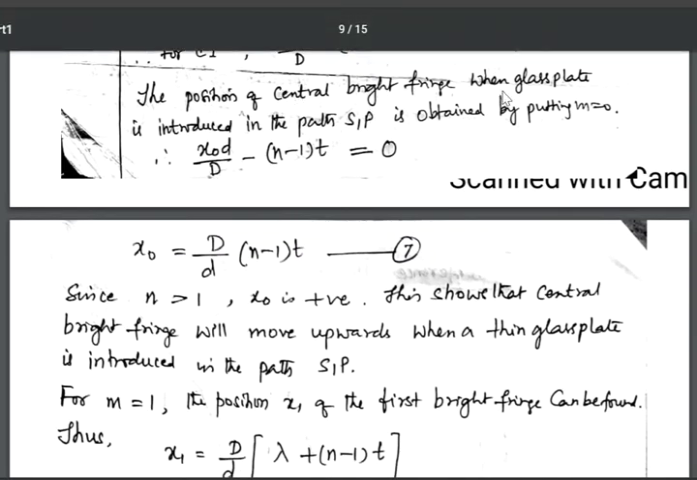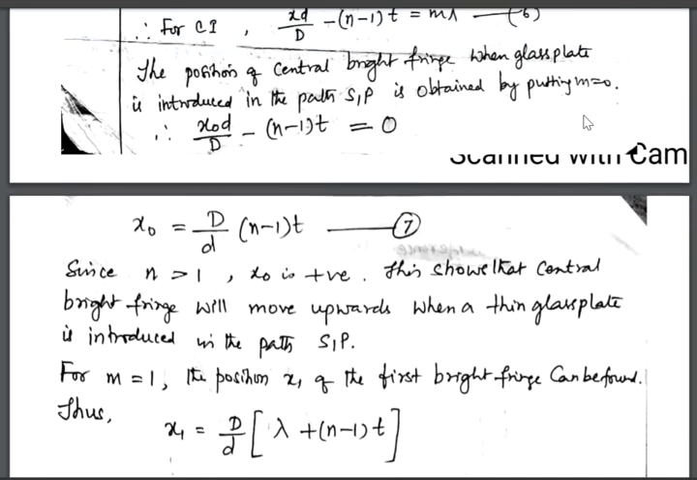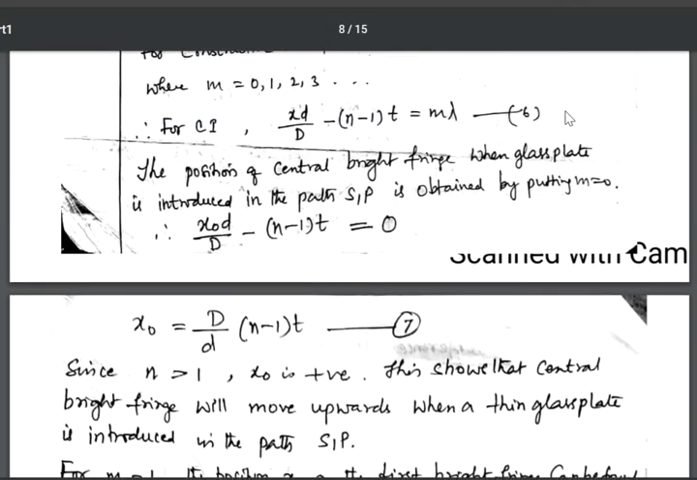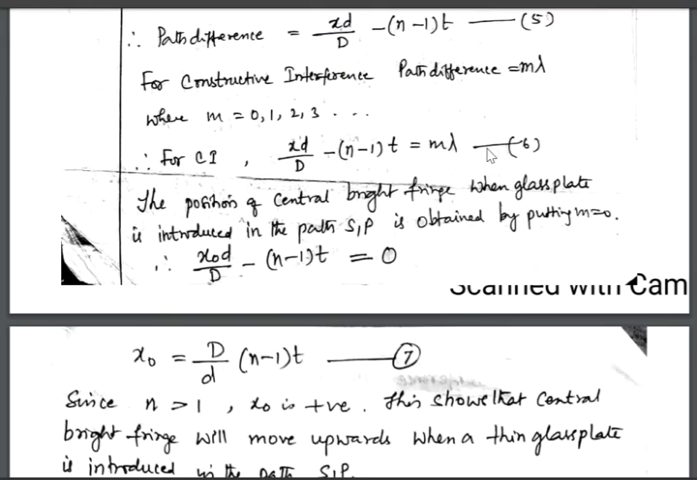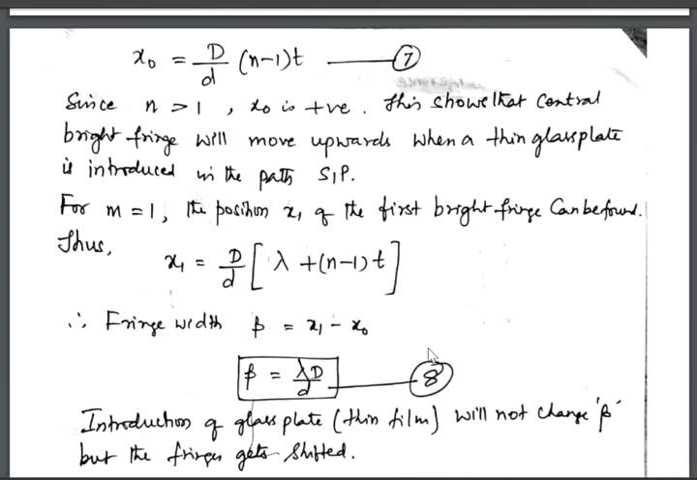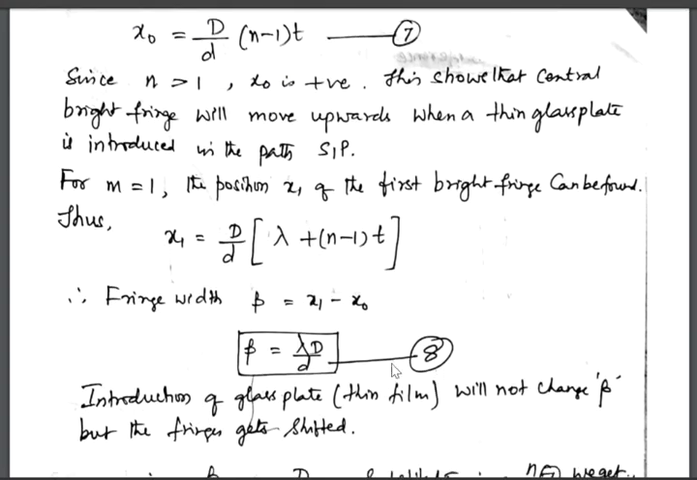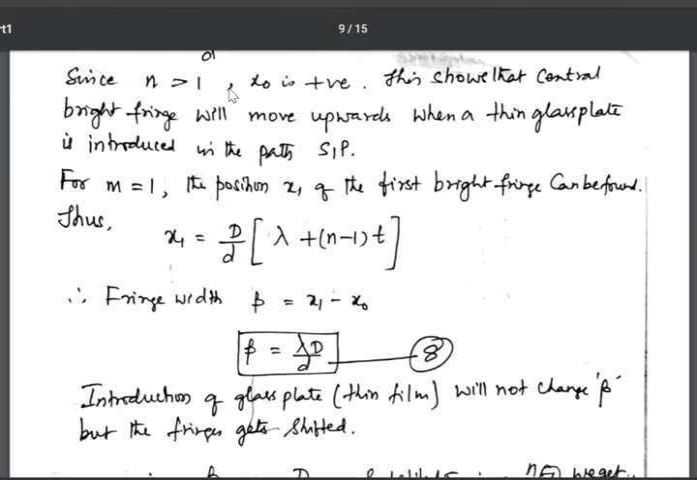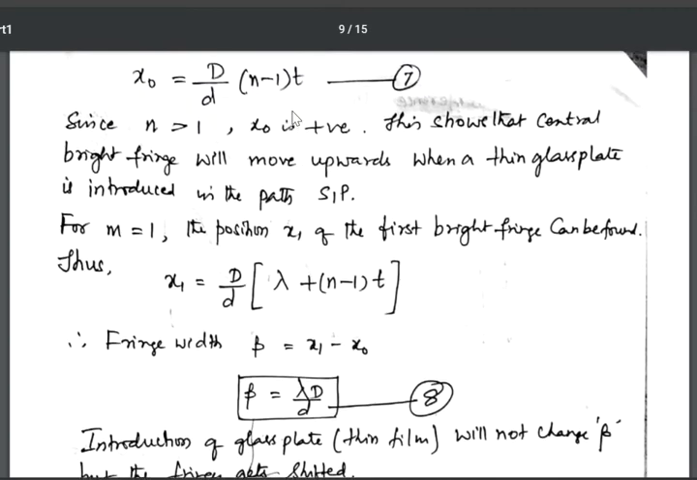The position of the central bright fringe when the glass plate is introduced in the path S1P is obtained by putting m equal to 0. If you put m equal to 0 in the above expression, you will get the position of the central bright fringe. In place of x, you write x0: x0·D/d − (n − 1)t = 0. Next, x0 will be d/D into (n − 1)t.